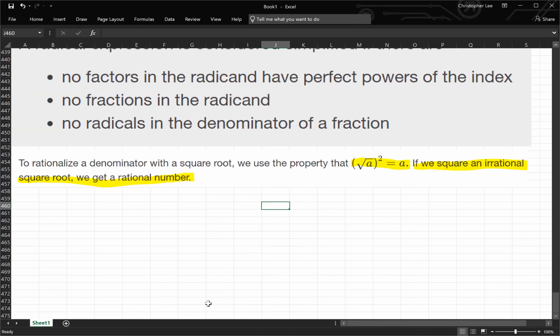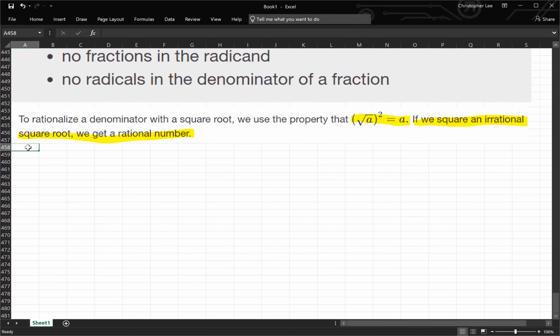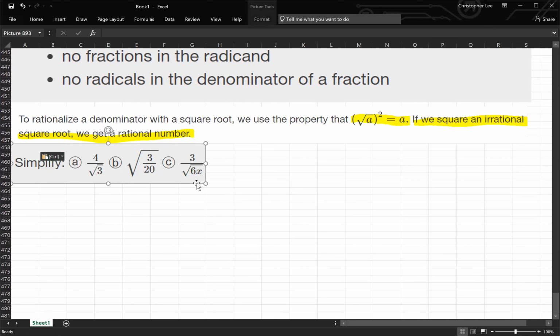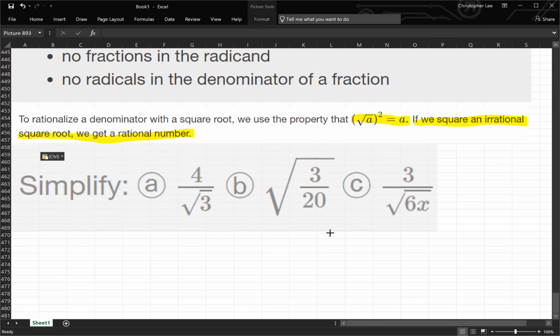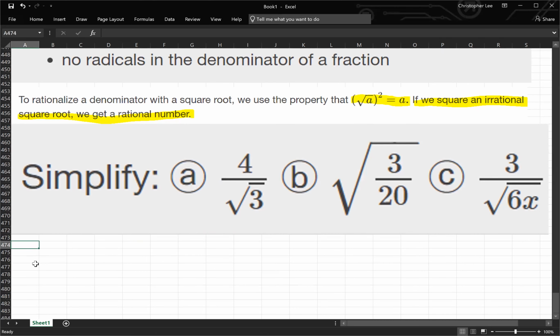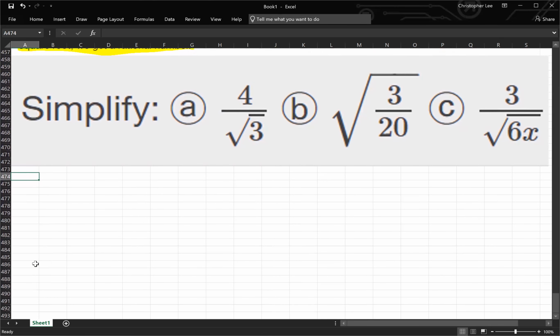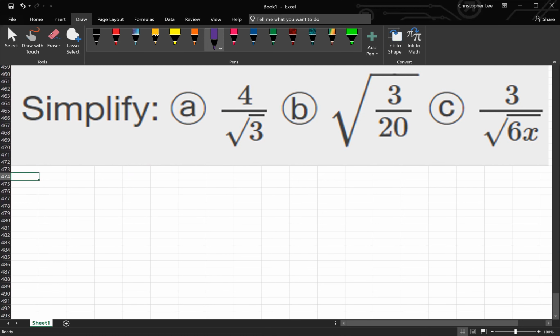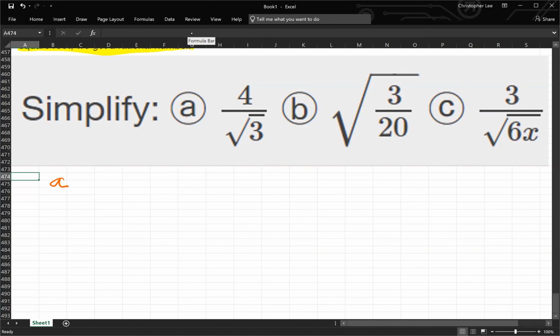Don't copy these, this will probably be a test question. We're going to simplify these three right here. I'm not going to lie, A is the hardest one out of all of them. So look, for A, I have 4 over the square root of 3.